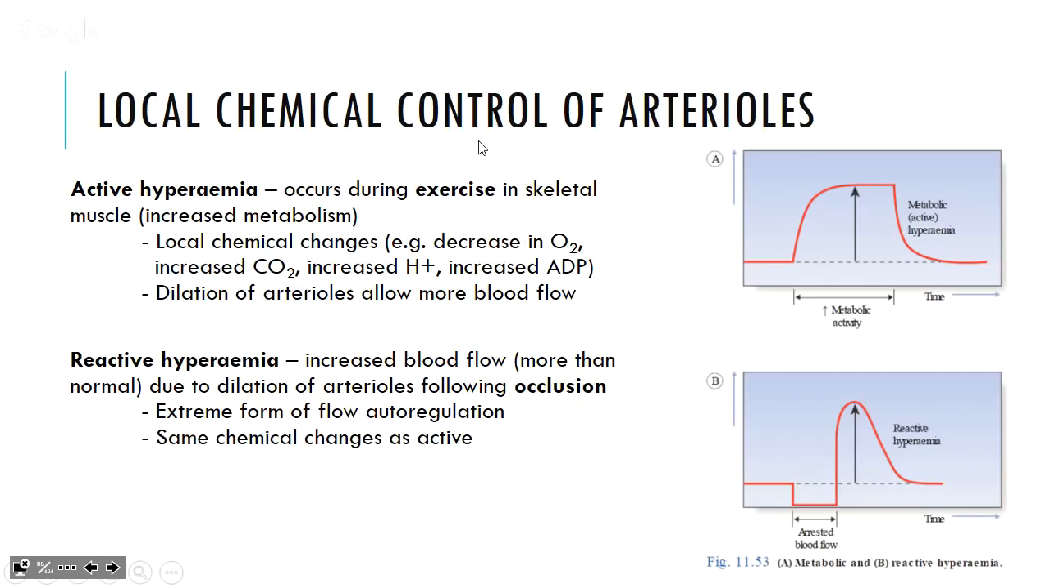So, local chemical control. When you exercise, you get a decrease in O2, and an increase in CO2, acids, and ADP. Your body is pretty smart, so it knows that when it gets all of these, it needs to increase blood flow to the muscle because you need more when you're exercising. So it actually dilates the arterioles to allow more blood flow.